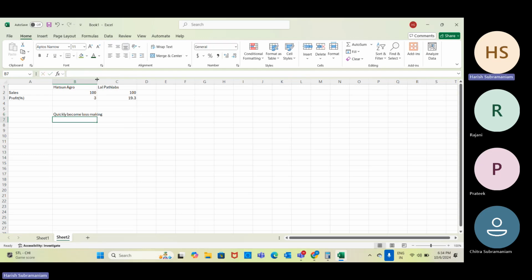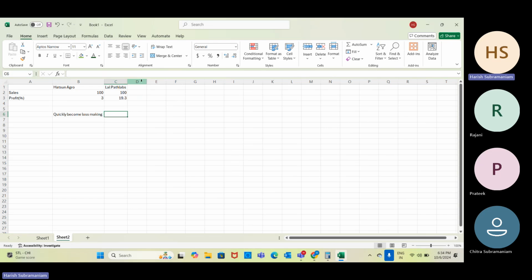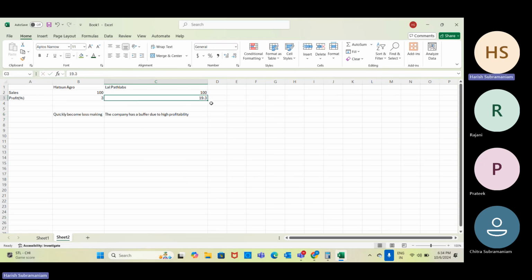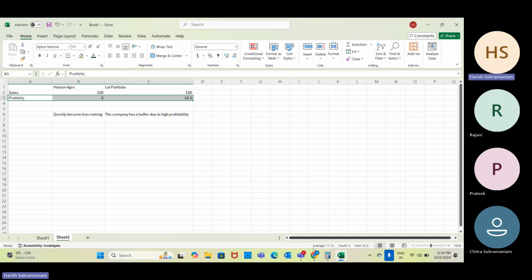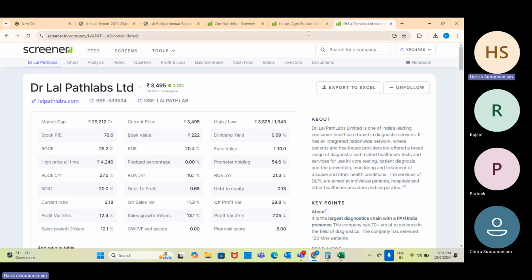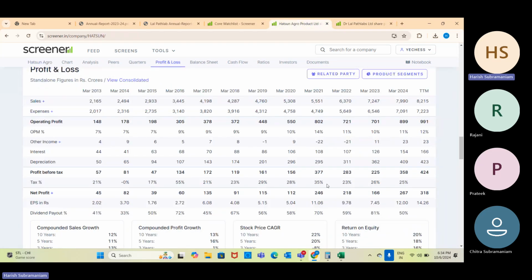Whereas if we look at a company like Lal PathLab, even if something negative happens in the business, the company has a buffer. The company has a buffer due to high profitability. It will not become loss-making, right? So typically, whenever we look at businesses, we should look at businesses that have a good amount of profit margin, right? It is preferable to own a business which has a good profit margin as compared to a business that does not. It doesn't mean that the other business will not give a good share price return.